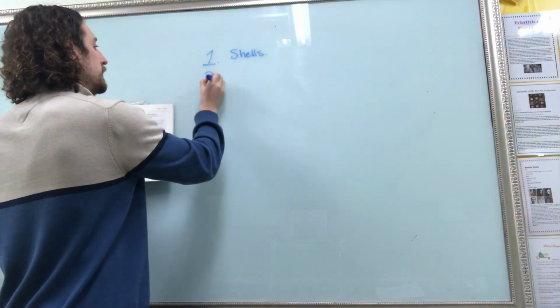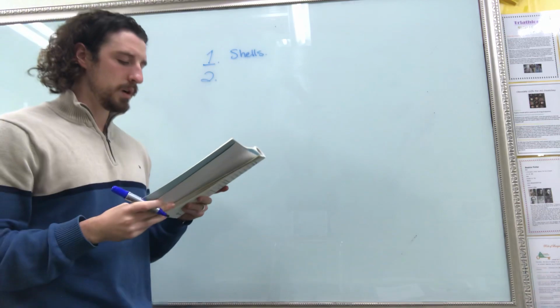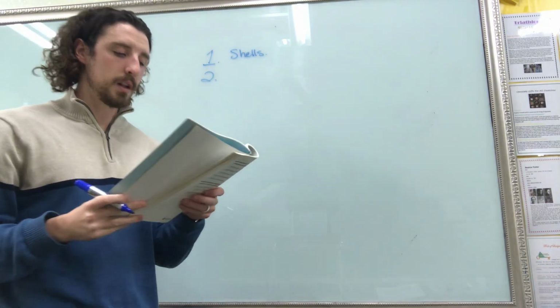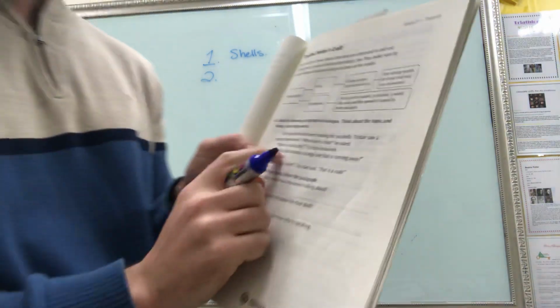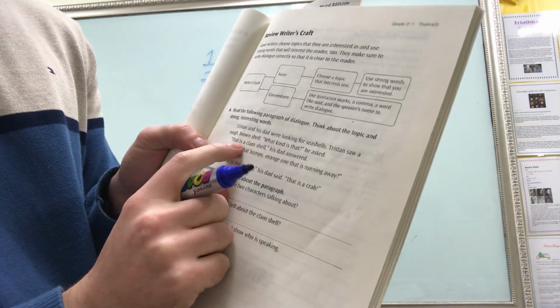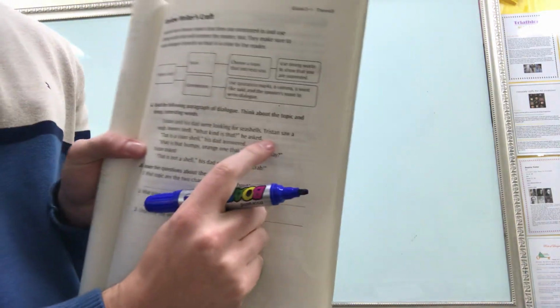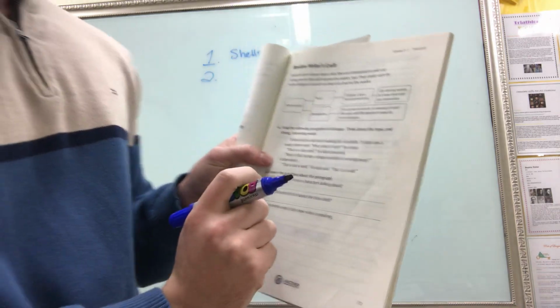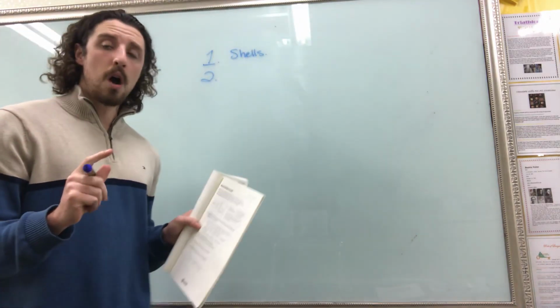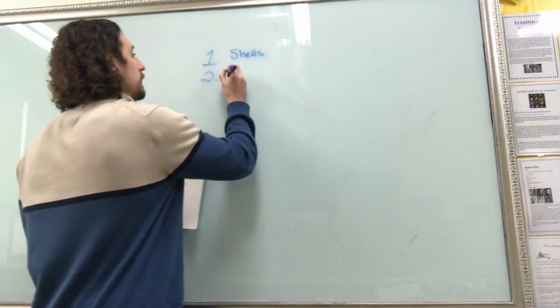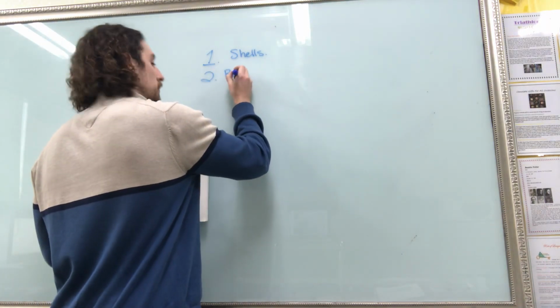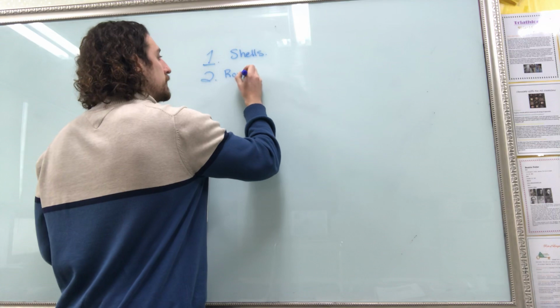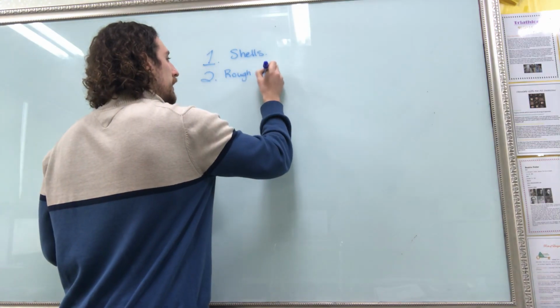Number 2, what strong words tell you about the clamshell? If we go back to the clamshell, we will see Tristan saw a rough brown shell. So the two strong words are rough and brown.